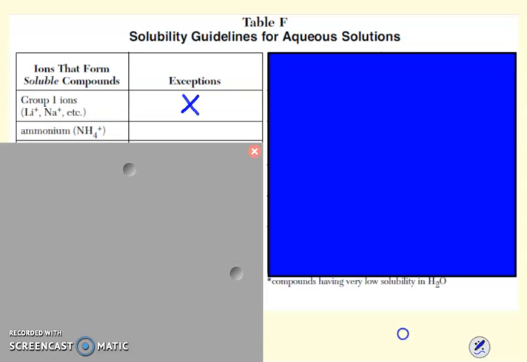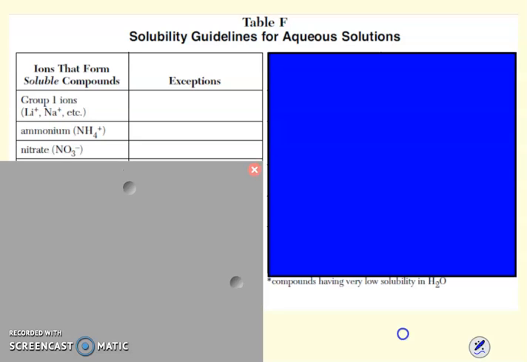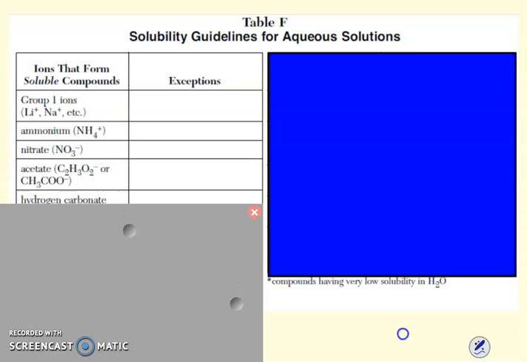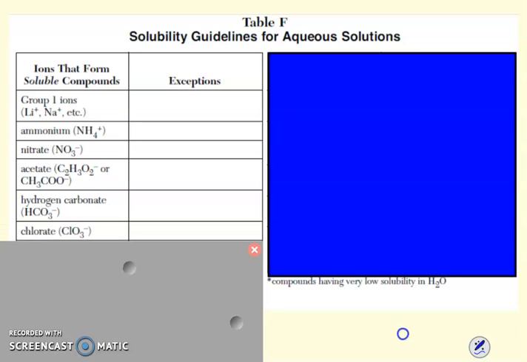Similarly, any compound that contains ammonium as the cation will be a soluble compound. Nitrates, acetates, hydrogen carbonates, and chlorates are your anions. Any compound that has nitrate, acetate, hydrogen carbonate, or chlorate as its anion will be soluble; it makes no difference what the metal is. There are no exceptions, meaning there's no case in which it would be insoluble.